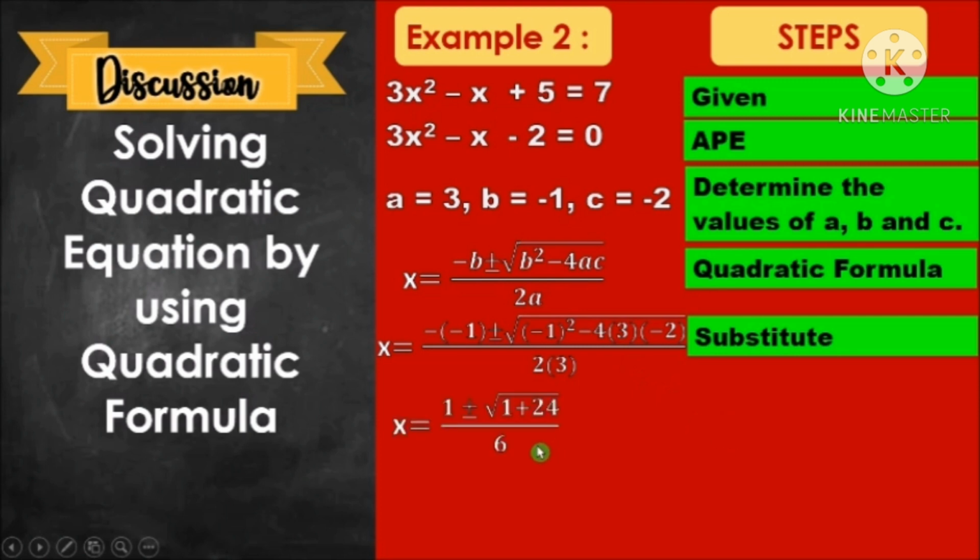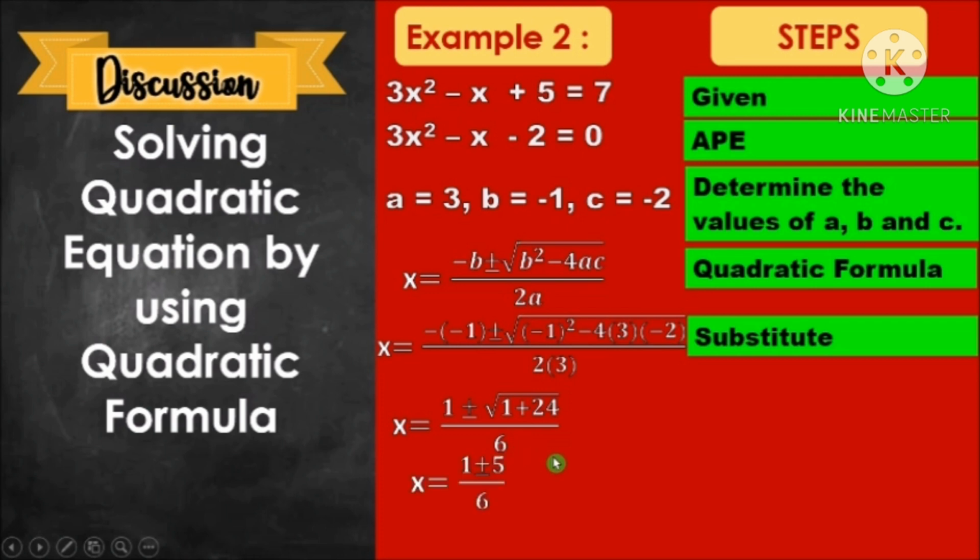And then we now solve. X is equal to negative times negative 1, we have positive 1, plus minus, I just copy. Then let's now solve the radicand or the inner part of the square root sign. So negative 1 squared is 1. Then negative 4 times 3 is negative 12 times negative 2, you have positive 24. All over 2 times 3, you have 6.